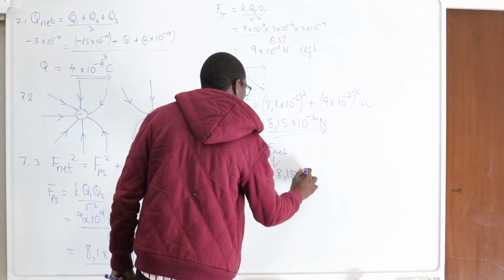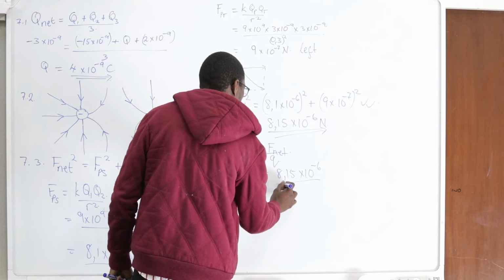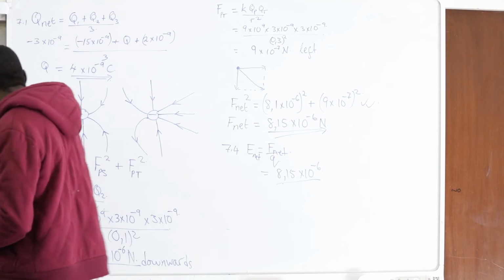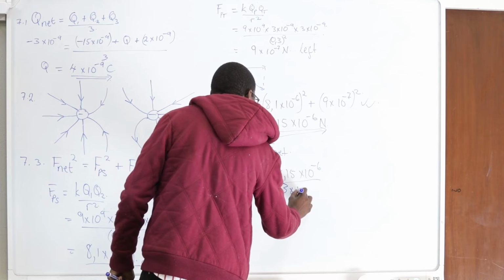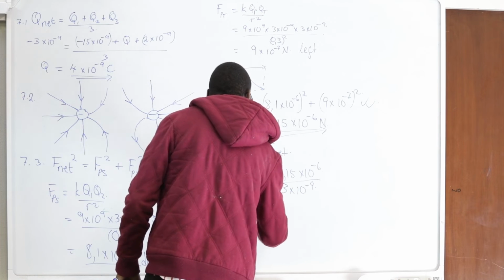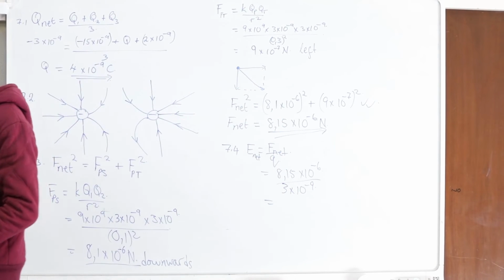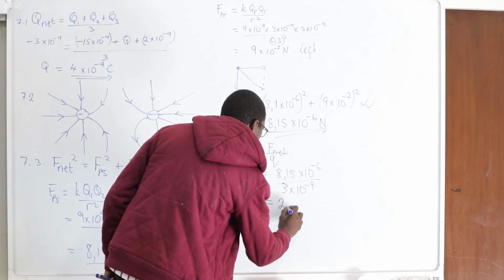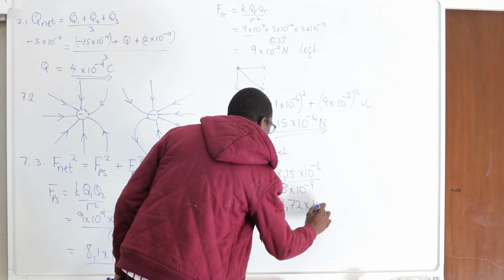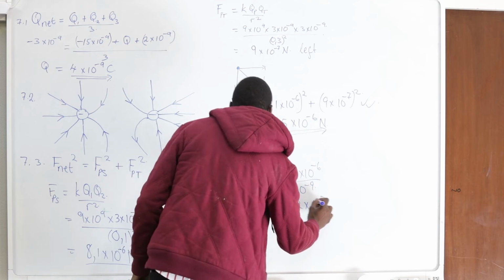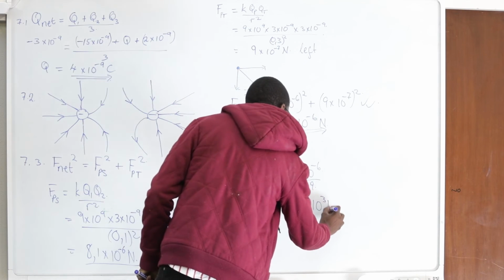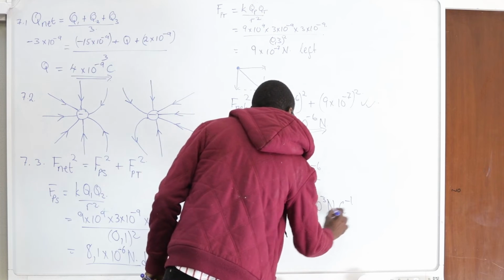8.15 times 10 to the power negative 6 divided by 3 times 10 to the power negative 9. Very simple, right? And that will give us a final answer of 2,72 times 10 to the power 3 Newton per coulomb.